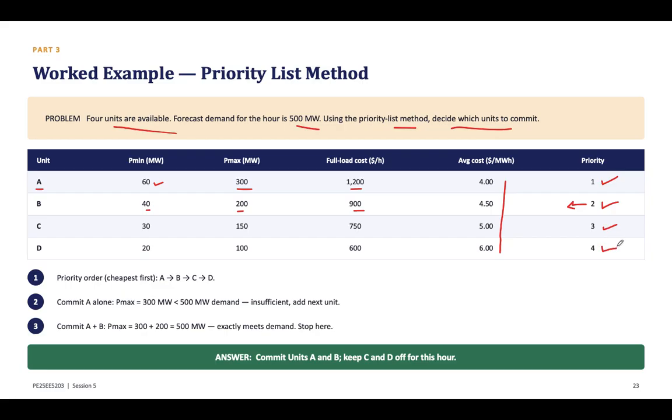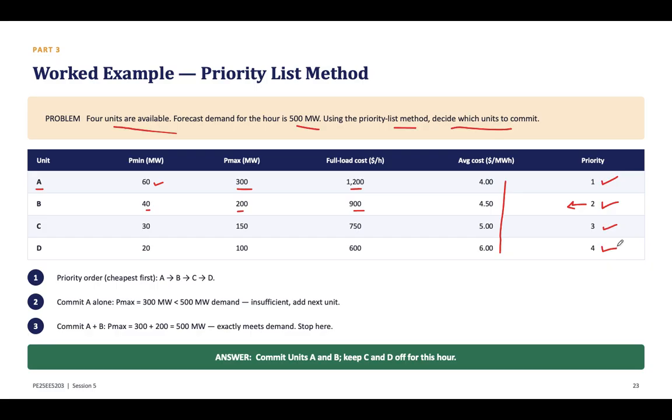So for the forecast demand of 500 megawatts, starting from the highest priority unit, maximum capacities are accumulated. The first unit alone is insufficient if its maximum output is below the required demand, right? The second unit is then added and the cumulative capacity is checked again. Units continue to be added until the capacity requirement is covered, right? The result is a commitment decision, not the final megawatt schedule. So one committed set is identified. Economic dispatch determines the actual outputs.